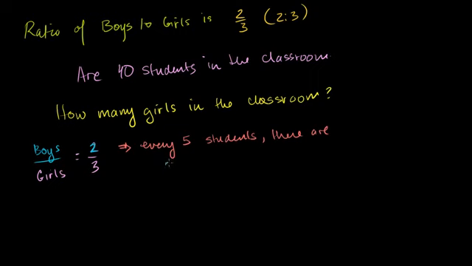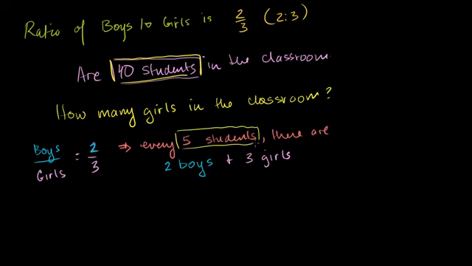There are 2 boys and 3 girls. Now, why is this statement helpful? Well, how many groups of 5 students do I have? I have 40 students in my class. And for every 5 students, there are 2 boys and 3 girls. So how many groups of 5 students do I have? I have a total of 40 students.